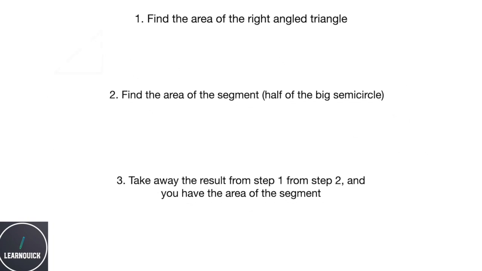To find the area of the right angle triangle, it was a right angle triangle with both sides being 2. We don't need the hypotenuse here, because the area of a triangle is base times height over 2. And we have both of those, 2 and 2, so it'll be 2 times 2 over 2, giving us an area of 2.